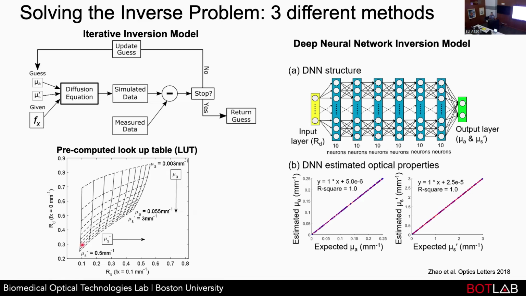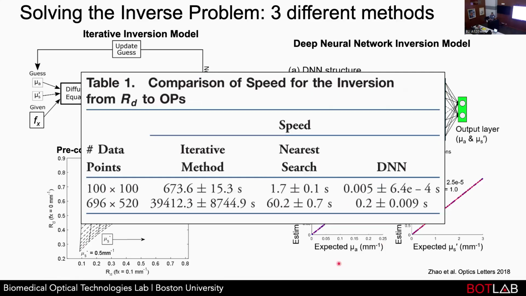You can also train a neural network based on these results to get a much faster answer. We showed that a few years ago in an Optics Letters paper, where we compared, say you had an image that's 100 by 100 or 696 by 520, the iterative method could take you all day. This is in seconds, like 40,000 seconds. The nearest search, which is the lookup table-based method, much, much faster. And the deep neural network is faster still, less than a second.